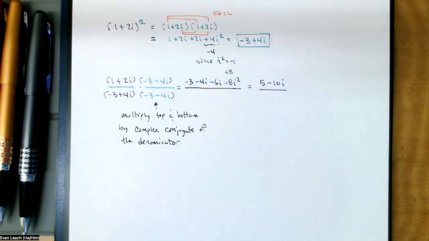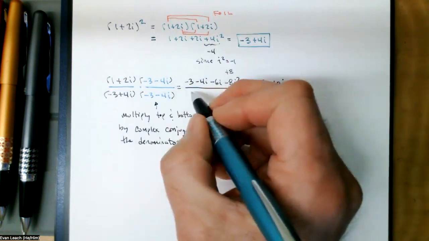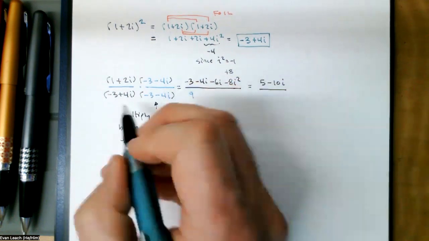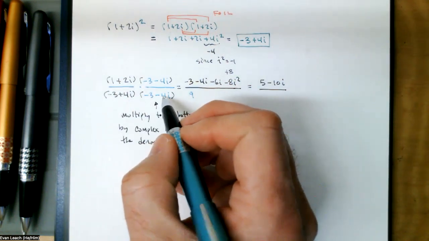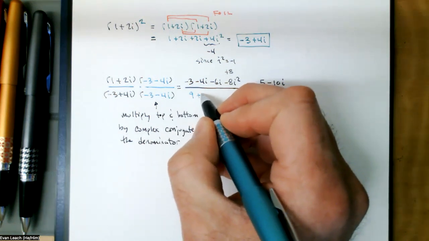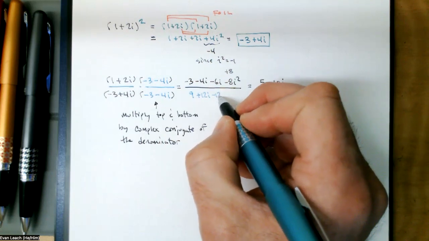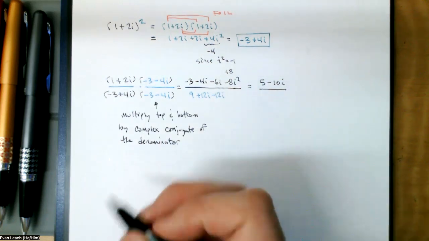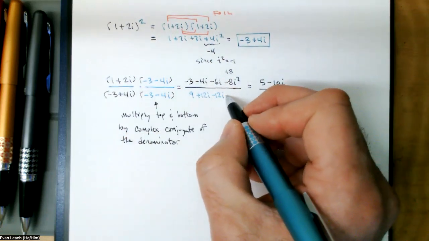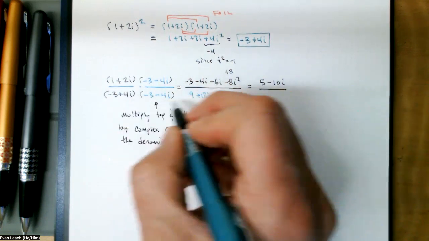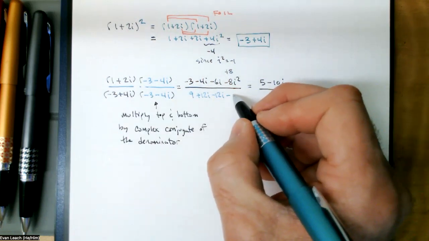The reason that we're going to multiply by the complex conjugate of the denominator is an interesting thing will happen. We'll have -3 times -3 is 9. -3 times -4i is positive 12i. 4i times -3 is -12i. The imaginary part drops out, and the other part is negative 8i squared, or 16i squared.